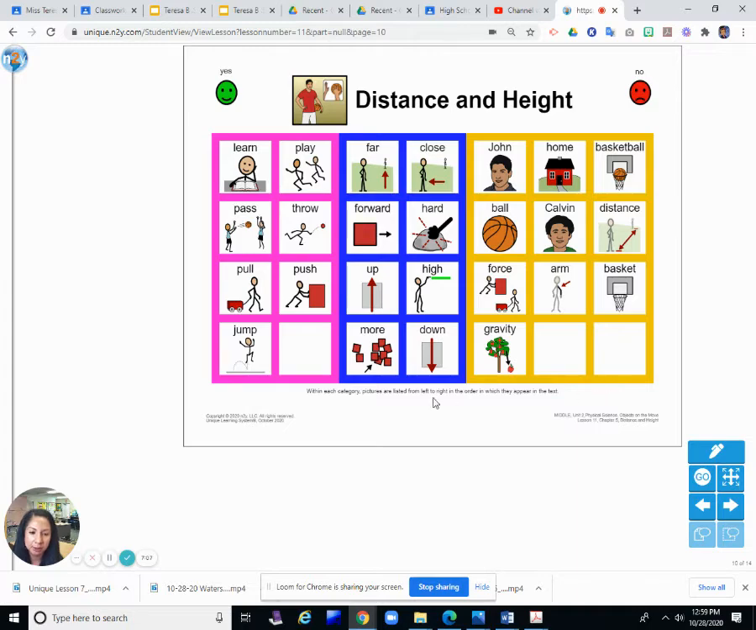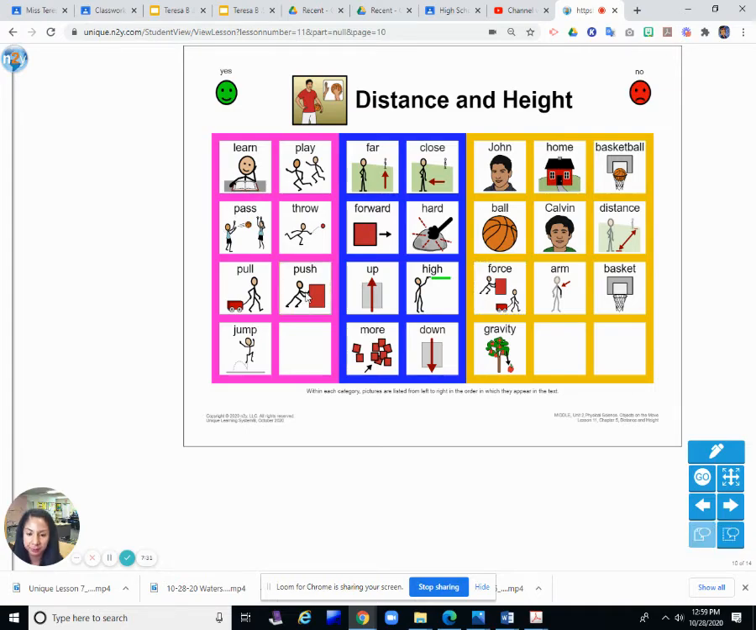Okay, how about forces? Force. Do you know where force is? Here's force, somebody pushing something away and somebody pulling something. Force is a push or pull that moves something. Where is the word push? It's over here in the pink.